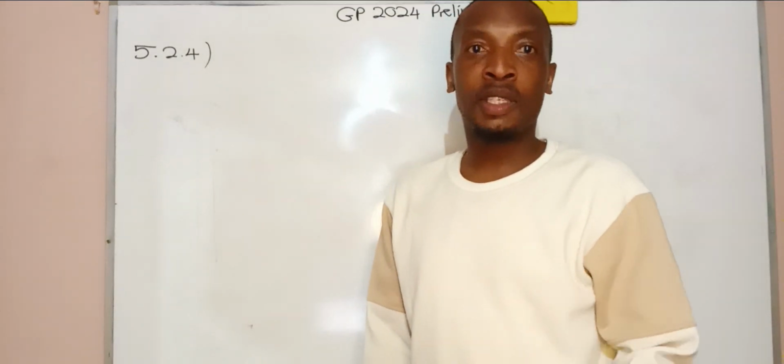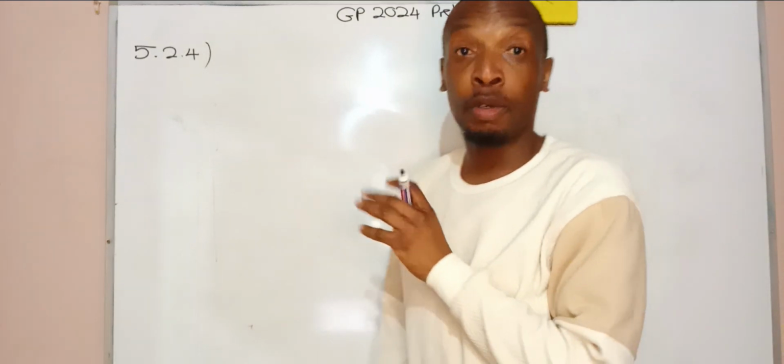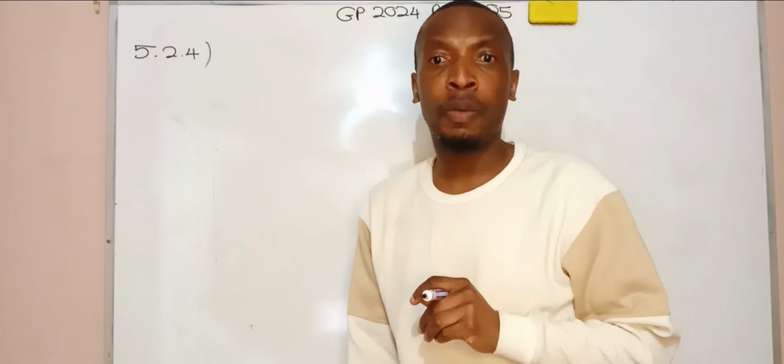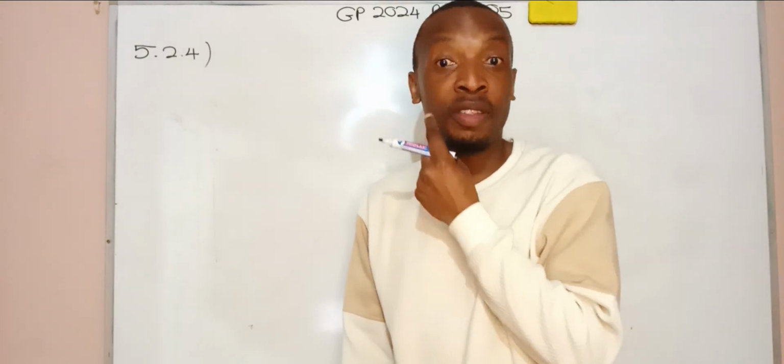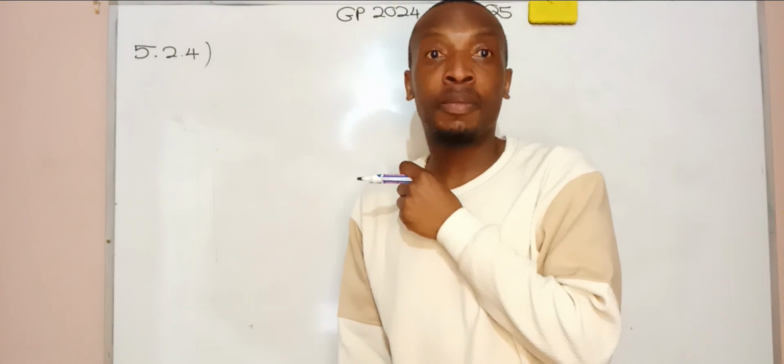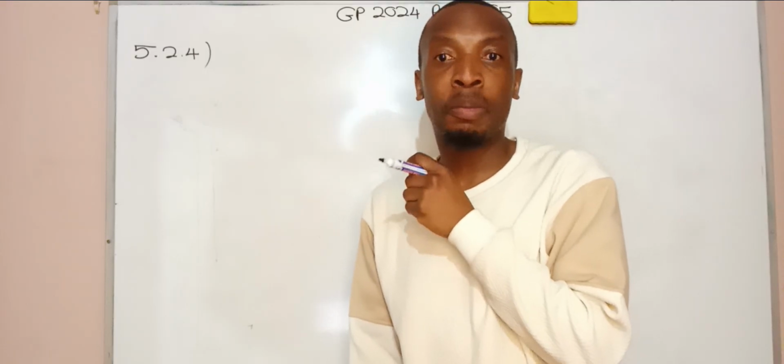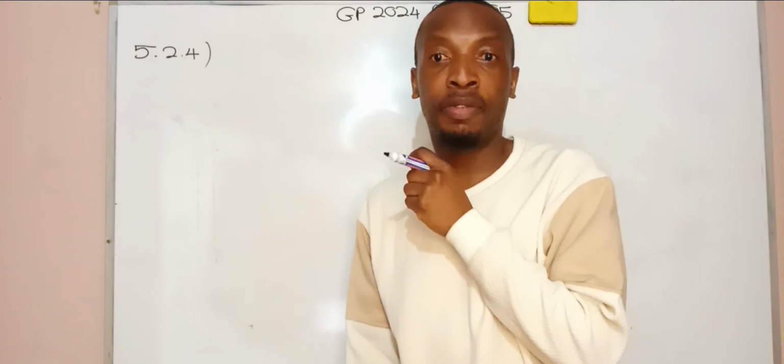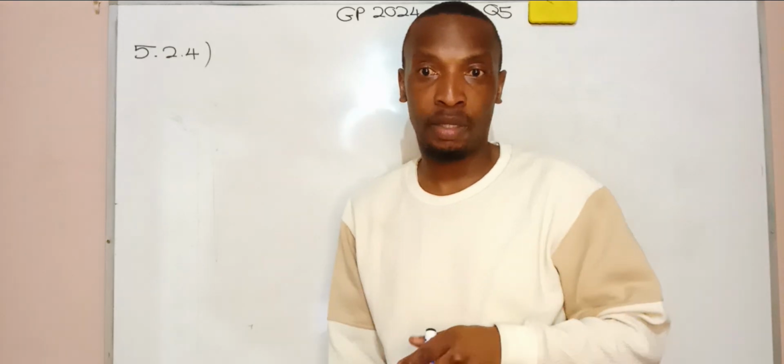All right, folks, let's continue where we left off. We left off at 5.2.4, sorry, at 5.2.3. Now they say in 5.2.4 that we must draw a sketch of the graph of the inverse.